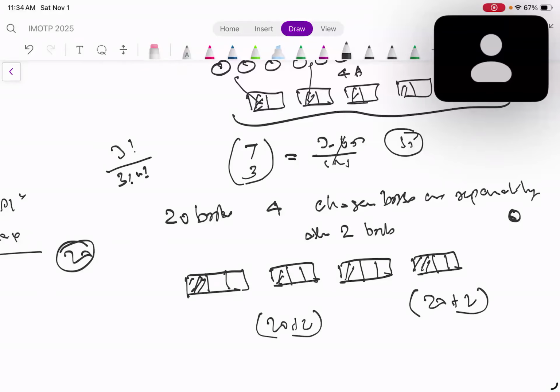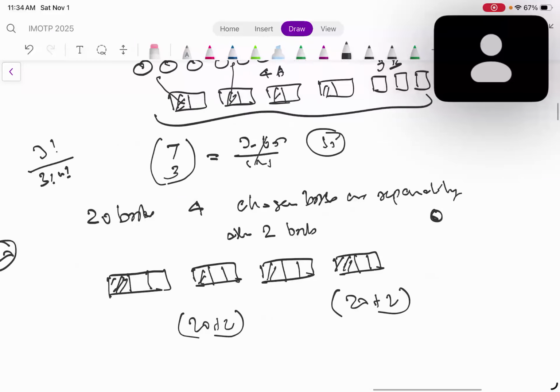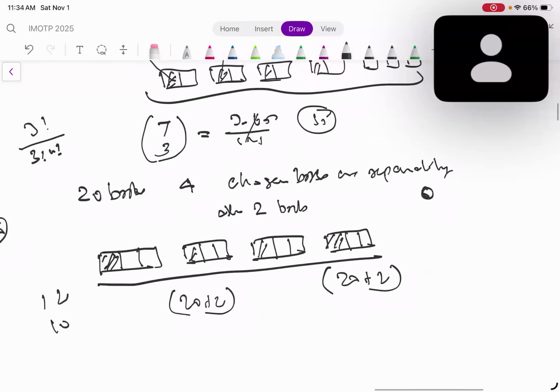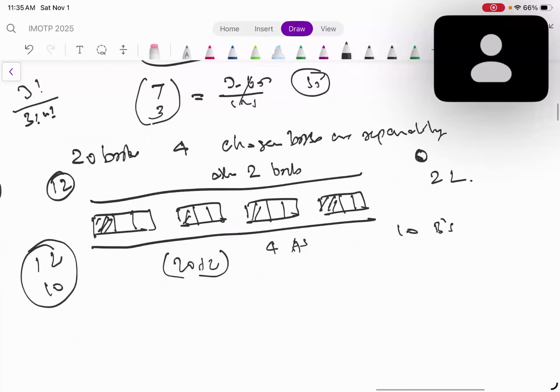Sir, we need to add 10 more B's. Why 10 more B's? Because 4 into 3 totally is 12, and I should add 10 more B's, right? That's correct, 10 more B's. I have 22 slots, 22 places are there, and this will cover only 12 of them. Then I need 10 more of them. So I have these 4 A's and then 10 B's. So it will be 14C4.